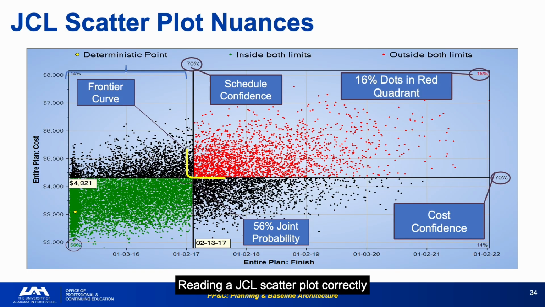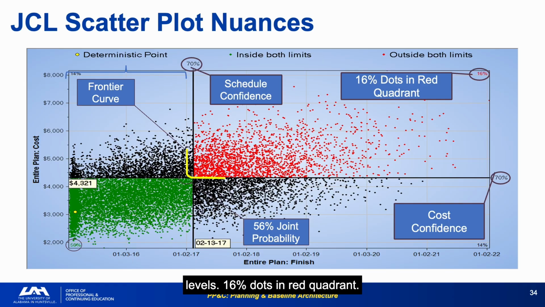Reading a JCL scatter plot correctly requires understanding that a 70% cost confidence and a 70% schedule confidence do not combine to a 70% joint confidence. The joint probability frontier is lower because both must be achieved simultaneously. The frontier curve shown in the example produces a 56% joint probability, meaning even if each dimension achieves 70% individually, the joint confidence is only 56%. This is why the JCL is the required metric, not separate cost and schedule confidence levels.